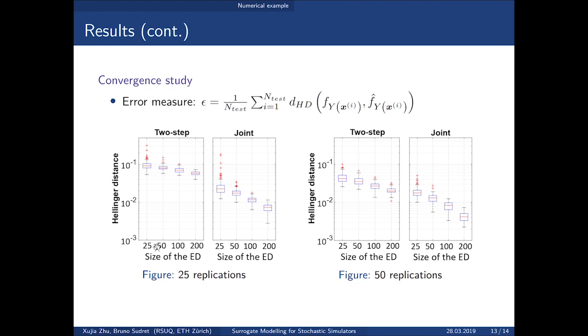When a few replications are available, the two-step algorithm shows a very poor convergence rate. As expected, the joint modeling framework provides much more accurate results. With only 25 points of the experimental design, the joint model gives better results than the two-step algorithm with even 200 points of the experimental design. If we increase the number of replications, the two-step algorithm is improved. Well, the joint model still outperforms it.